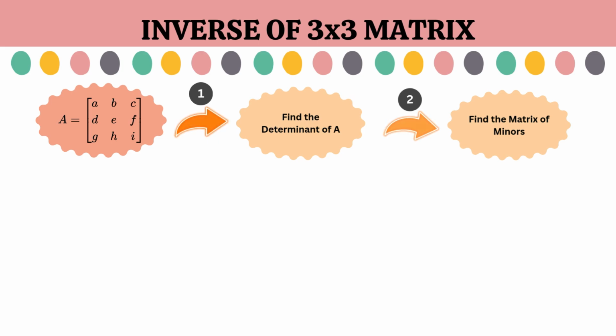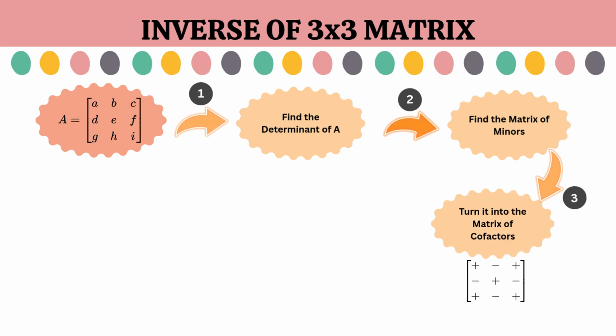For each element in the matrix, we find the 2 by 2 determinant of the remaining numbers after removing the element's row and column. Then, step 3, turn it into a matrix of cofactors. To form the cofactor matrix, take each minor and add the correct sign using a plus-minus pattern like a checkerboard. Start with a plus in the top left, and multiply each minor by its sign. This gives the cofactor for that position.